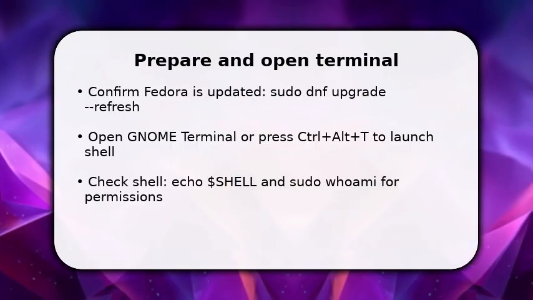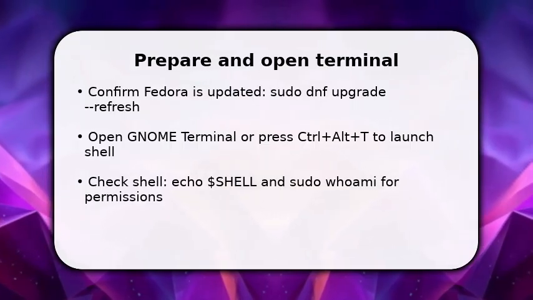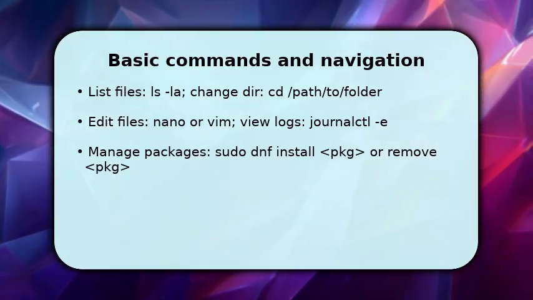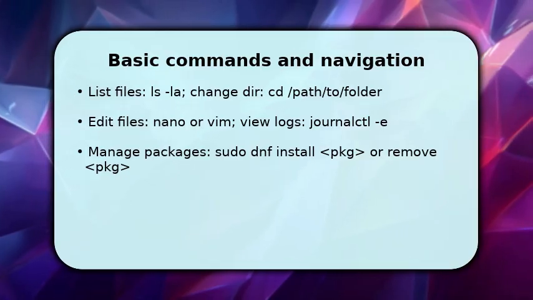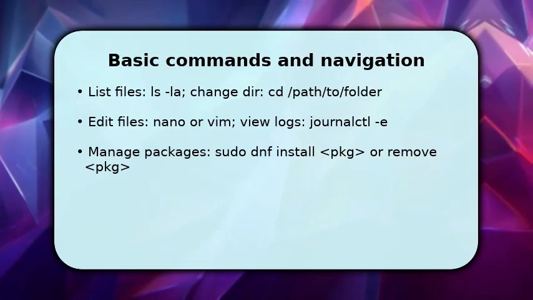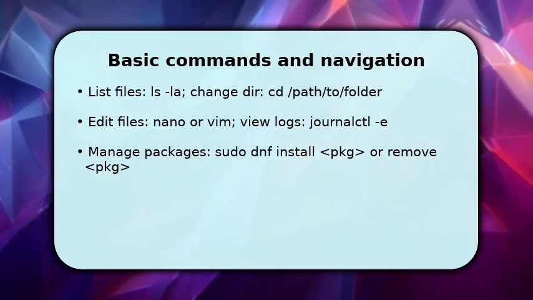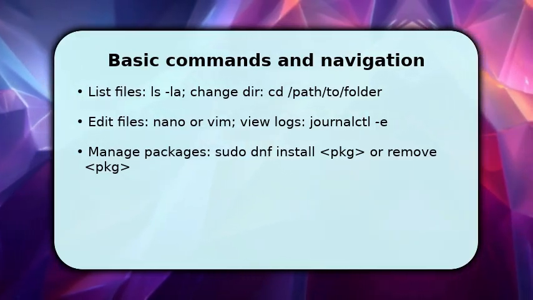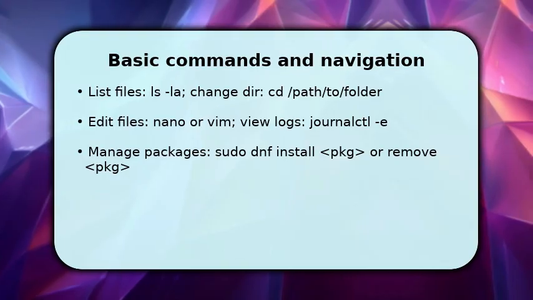ls shows hidden items and permissions, and cd /path/to/folder moves you around. Once inside, edit with nano for simplicity or vim if you prefer faster navigation. Try sudo nano filename. For system issues, view recent messages with journalctl -e so you see timestamped logs. To add software, use sudo dnf install package-name.